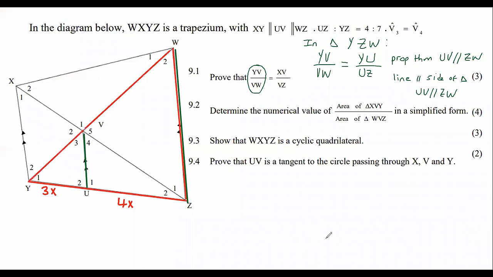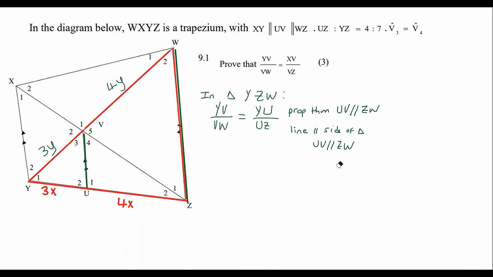Because YV over VW is now the same as YU over UZ, it means that this part here can also be a 3, but you must use a different letter. So like 3y, for example. And then this part over here would be 4y, for example. Okay, we might not need that, but let's just keep that for now. You can choose whichever one of these you prefer.